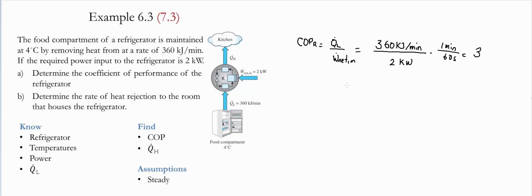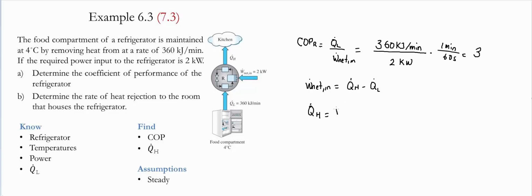Then we need to determine the heat rejection to the room, and for that we're going to use the definition of the power going into the refrigerator. That is equal to the amount of heat released, Q.H, minus the amount of heat that goes into the refrigerator. This is Q.L, and what we're looking for is Q.H. So we simply solve this equation.